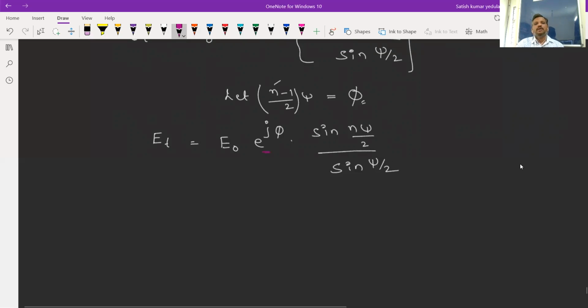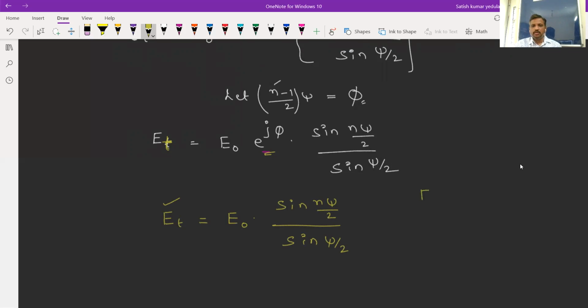Okay, simplify this. This is e^{jφ}. If you take the magnitude of Et, or shift this entire array with respect to the origin, this e^{jψ} will become 1, or else you take the magnitude of Et, then the magnitude of e^{jω} will be 1, and all the remaining components will be present as they are. That means e^{jθ} will become 1, then your expression will be sin(nψ/2) / sin(ψ/2). But this is only the total electric field intensity.